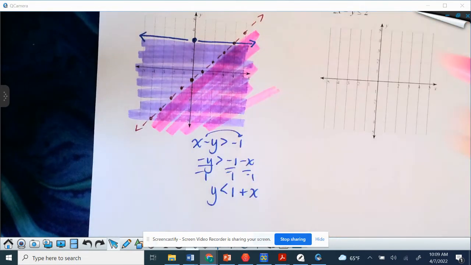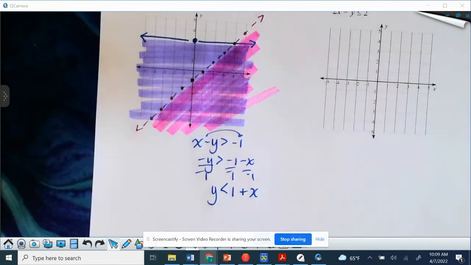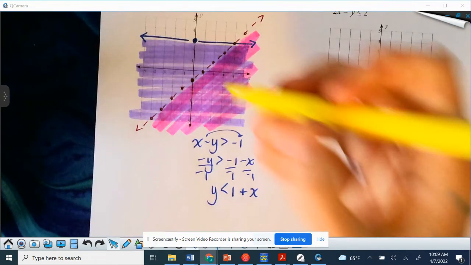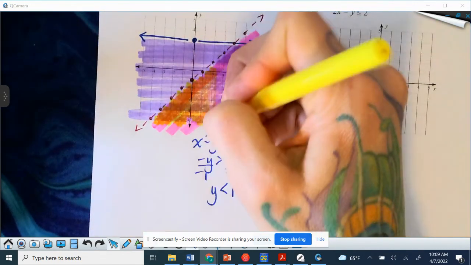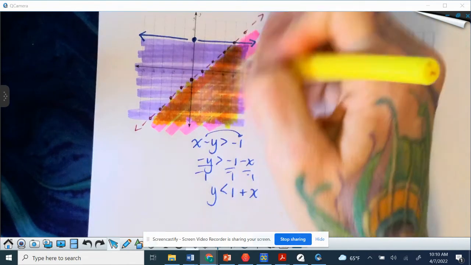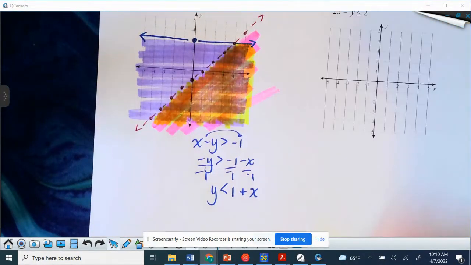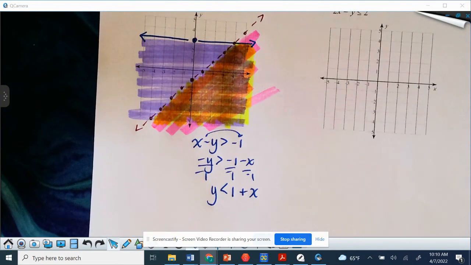So our solution sets are all the numbers that fall along the shaded overlap. So not the pink, not the purple, but the hot mess brown is where your answers for this system are.